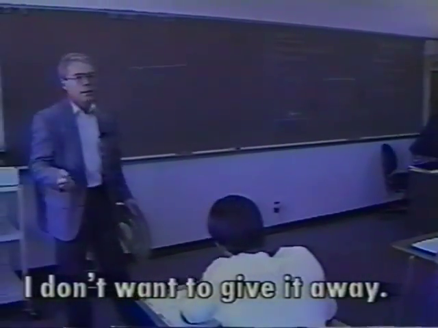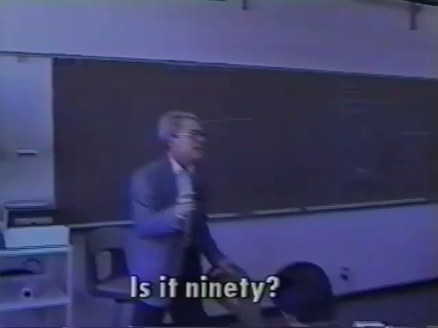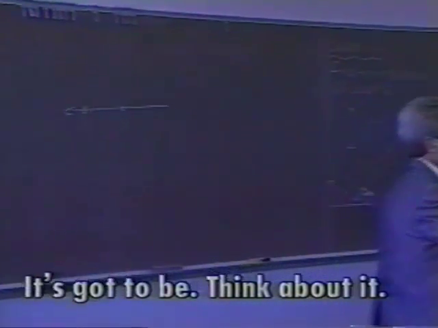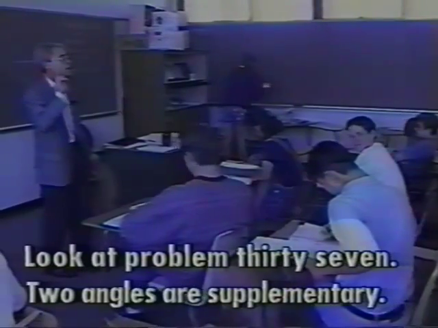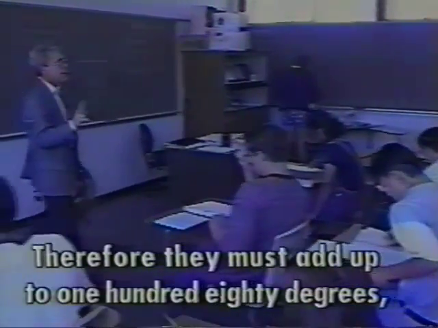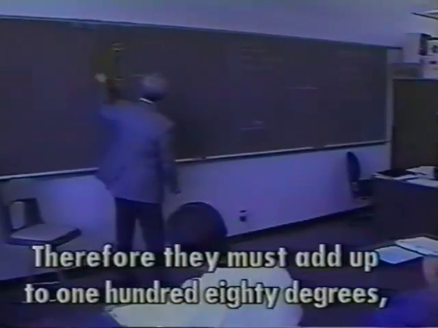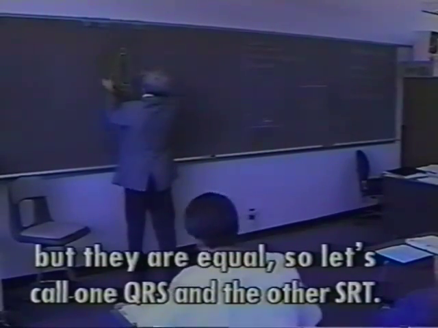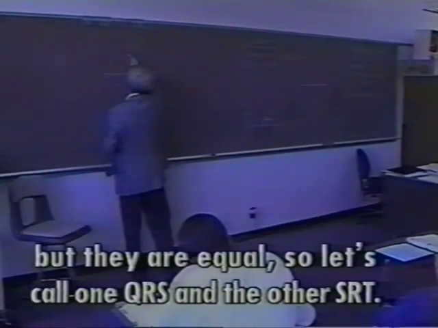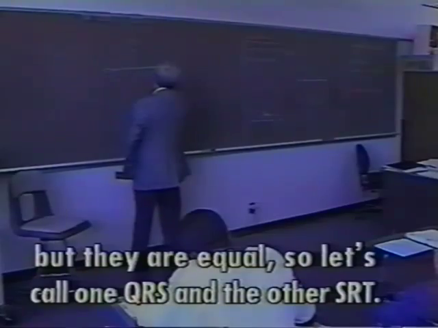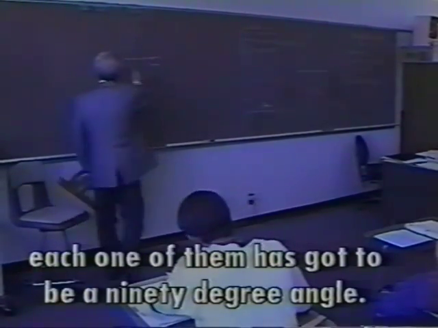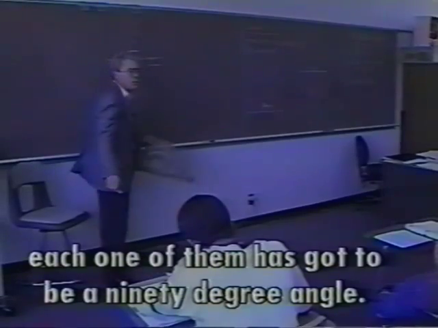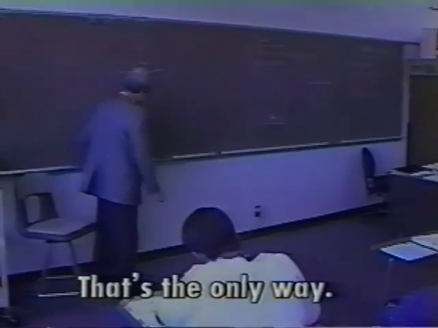Is it 90? It's gotta be. Think about it. It's 90. Look at problem 37. Two angles are supplementary. Therefore, they must add up to 180 degrees, but they are equal. So let's call one QRS and the other one SRT. Each one of them's got to be a 90-degree angle. That's the only way.